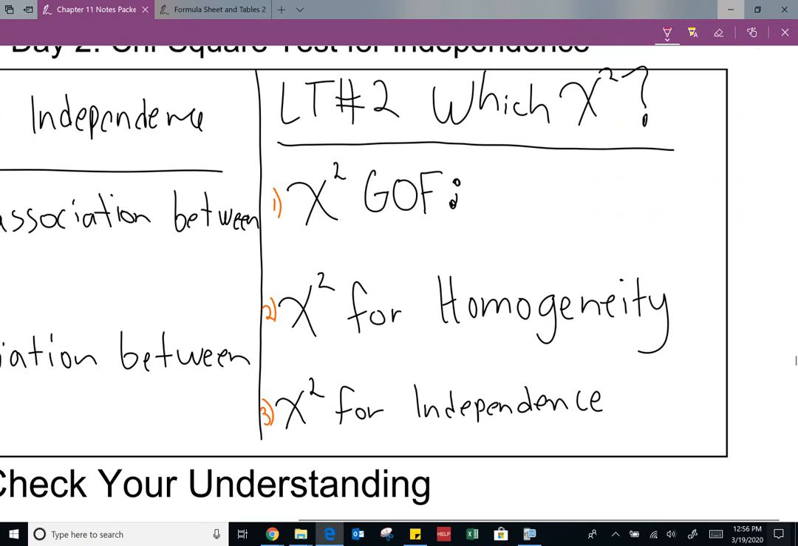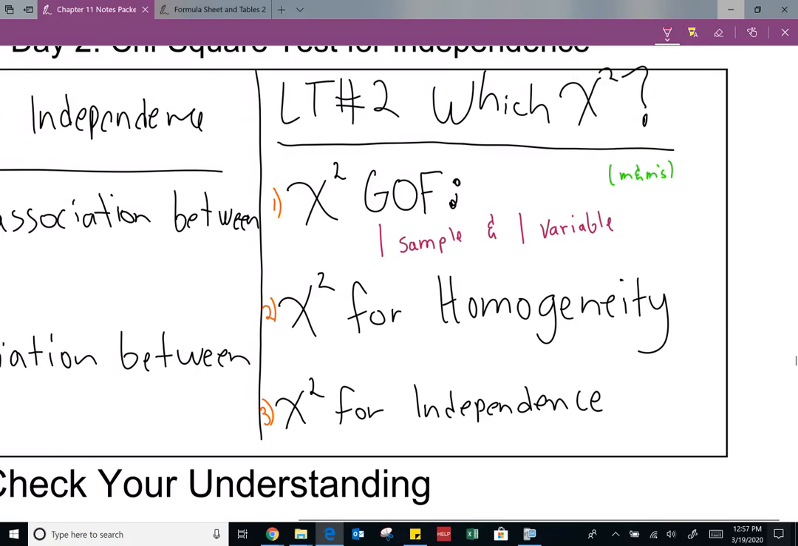For chi-square goodness of fit, you'll write down a chi-square goodness of fit when you have exactly one sample that was taken and one variable that you're looking at. We could think about our example here, which would be the M&Ms.